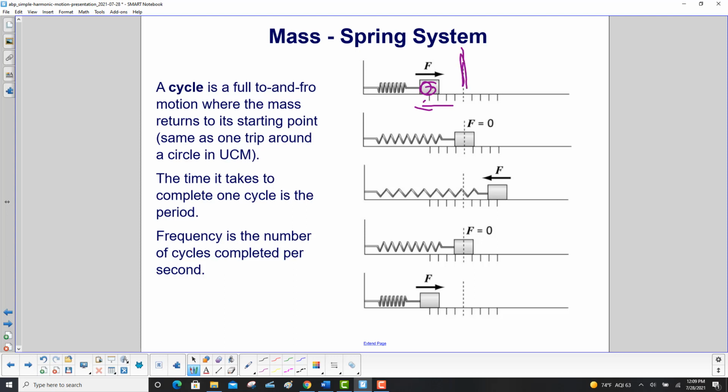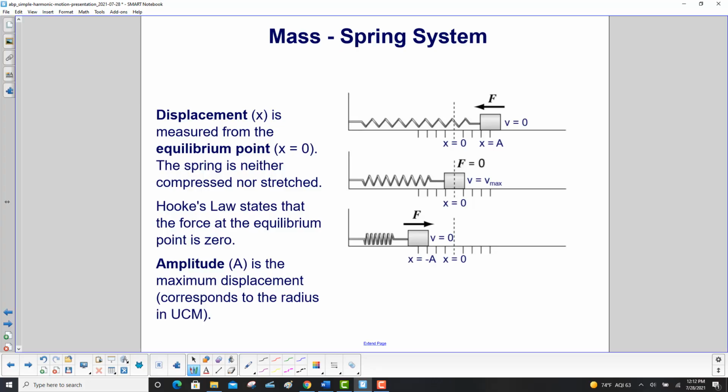You push it in and let it go. Well, it's going to move this way. Then it'll move all the way out to here. Then it'll start coming back. It'll cross the midpoint again here. And finally, it winds up here, back where it started. And then it just reverses its motion. The time it takes to complete one cycle is the period. Frequency is the number of cycles completed per second. Again, just like uniform circular motion.